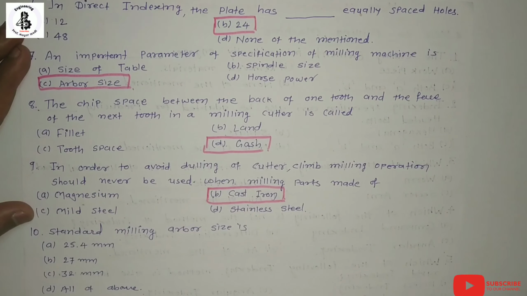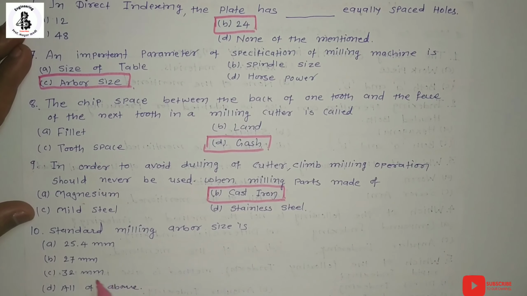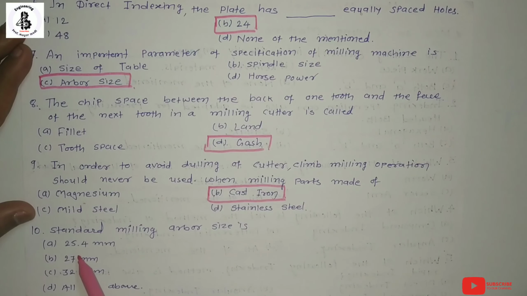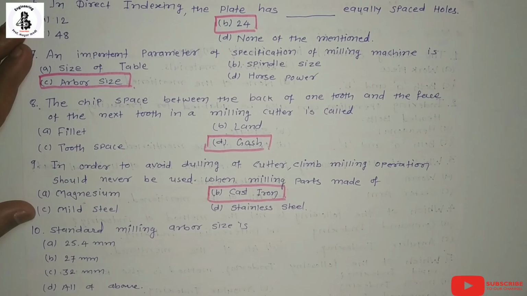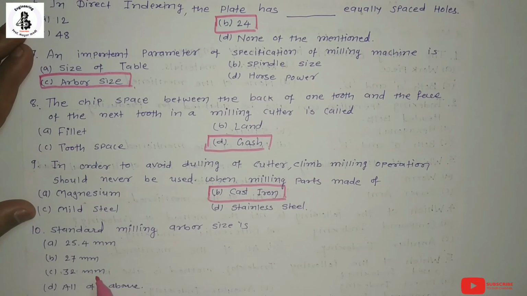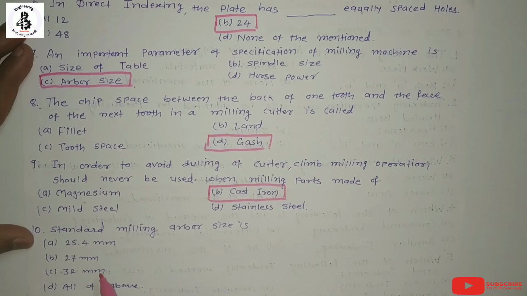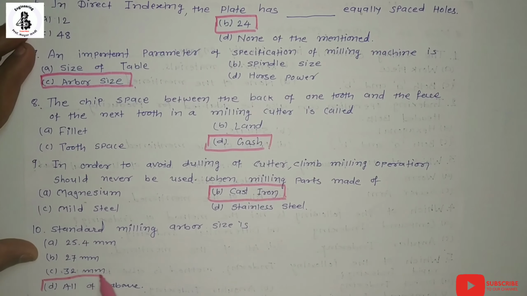Then next question. Standard milling Arbour size is option A, 25.4 mm, B, 27 mm, C, 32 mm, and D, all of the above. So in the market, all the sizes like 25.4 mm, 27 mm and 32 mm are available. So according to these given options, the right answer is option D, all of the above.